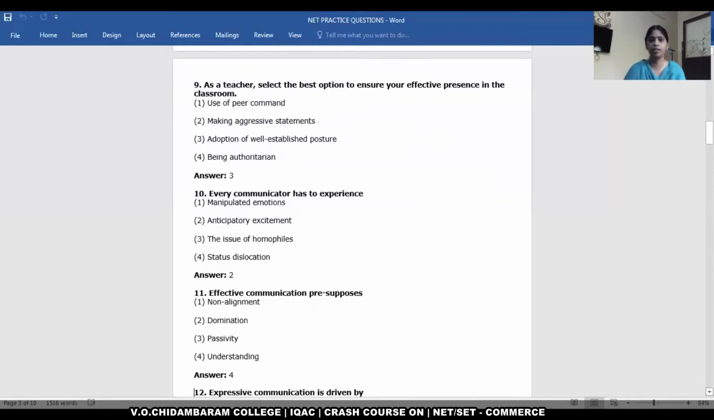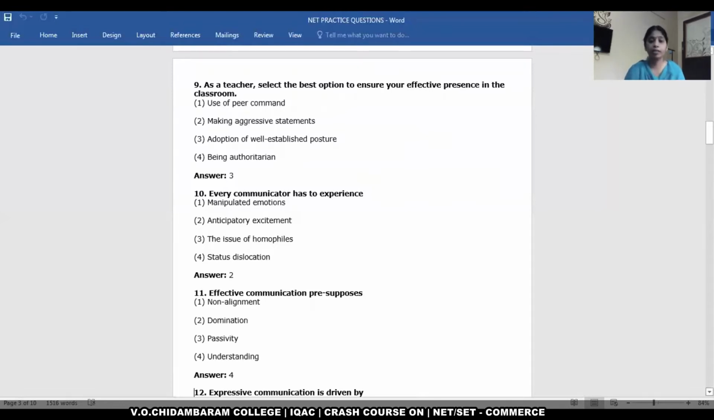The best option is, of course, we all know, anticipatory excitement. When we are ready to communicate, of course, the receiver has to show his or her excitement. That's what we expect, right? So the second is a good option here.